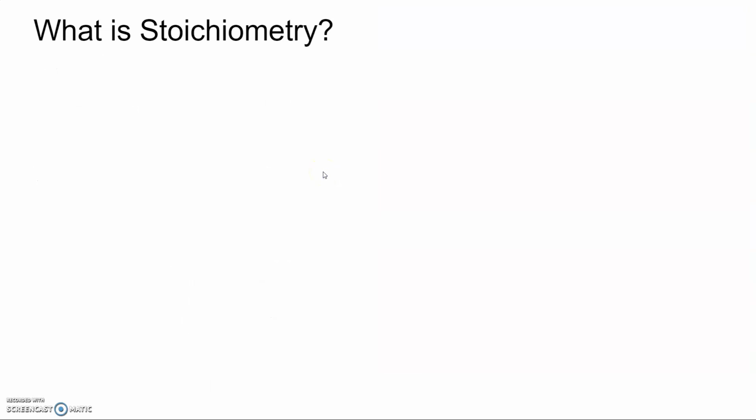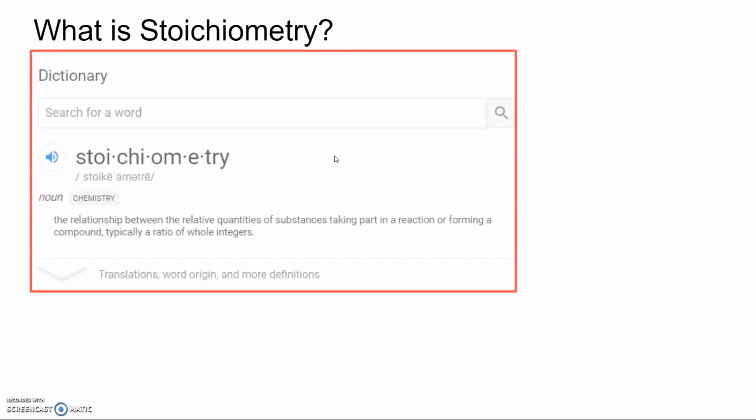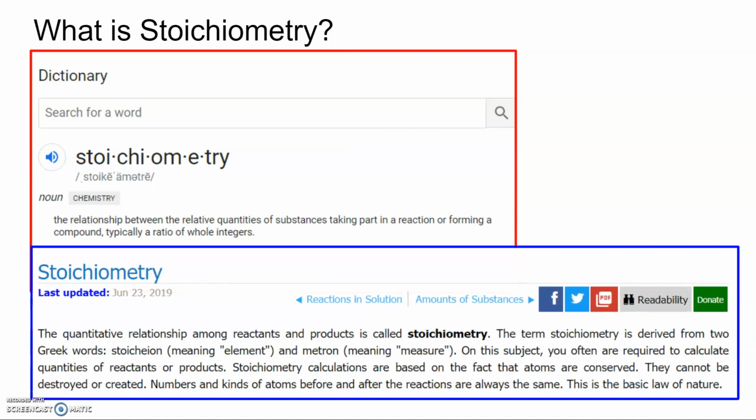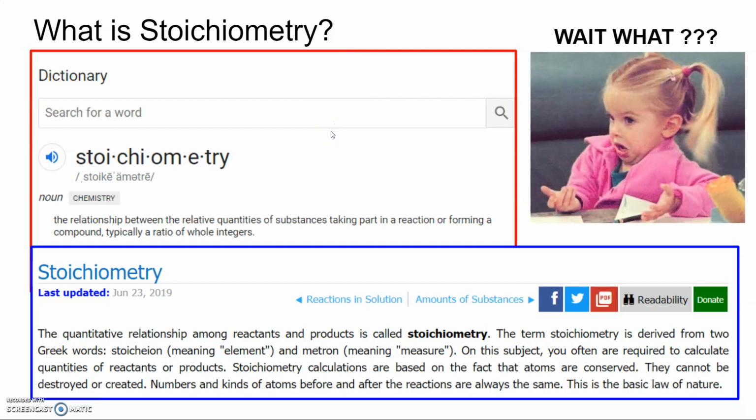So stoichiometry is a strange word. So what exactly is stoichiometry? A quick Google search will result in this definition. So take a moment to read that definition. I also went online to LibreTexts, which is an online textbook, to look up a definition of stoichiometry. Take a moment to read that definition. So if you're like me after reading those definitions, you may be thinking, wait, what?